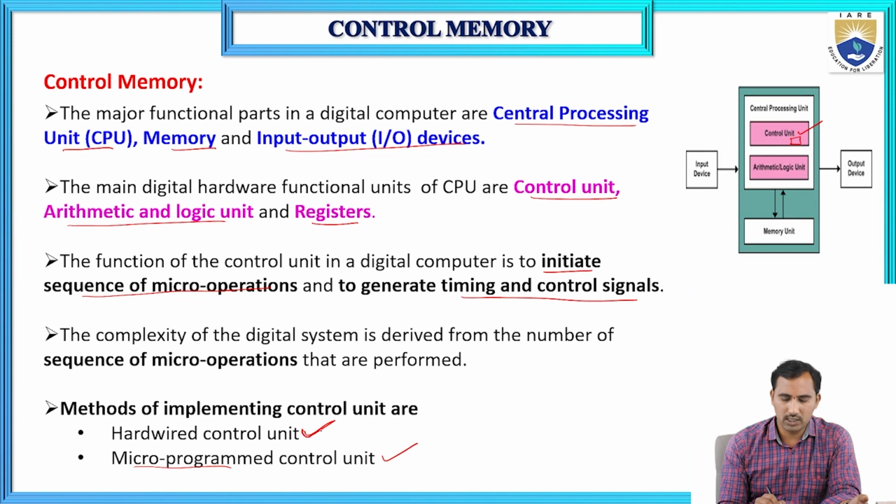The hardwired control unit is the fastest way to generate the timing and control signals when compared with the microprogrammed control unit. But the hardwired control unit doesn't have any flexibility to modify the instructions, because if you want to modify the instructions, we need to change more hardware, so it is not that easy. But the microprogrammed control unit has more flexibility to modify the instructions, because with the help of the program, we can easily do it.